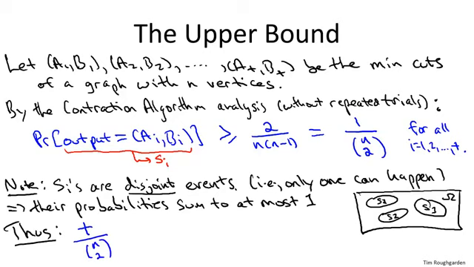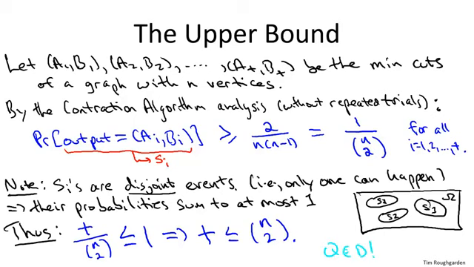Rearranging, what do we find? t, the number of different min cuts, is bounded above by n choose 2. Exactly the lower bound provided by the n-cycle. The n-cycle has n choose 2 distinct minimum cuts. No other graph has more. Every graph has only a polynomial number, indeed at most a quadratic number, of minimum cuts.